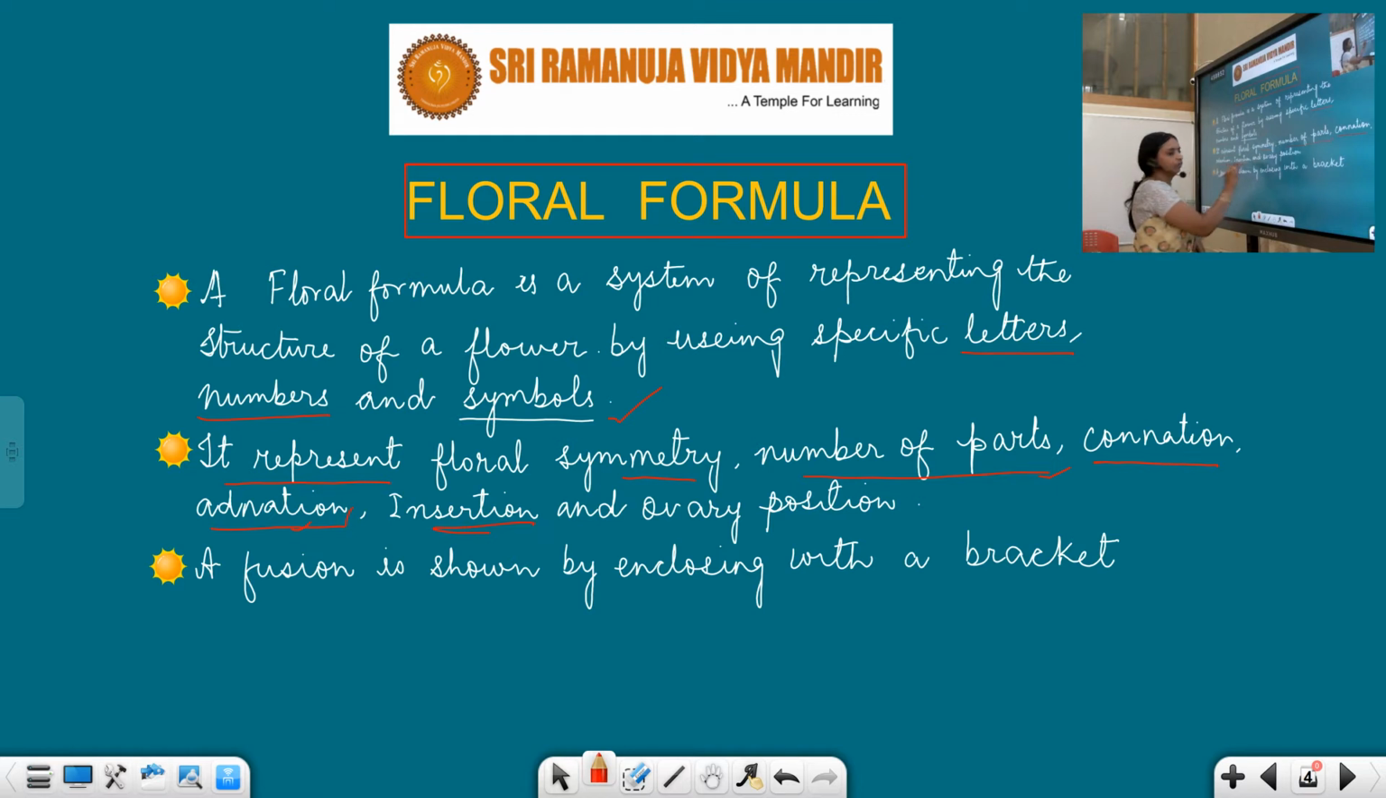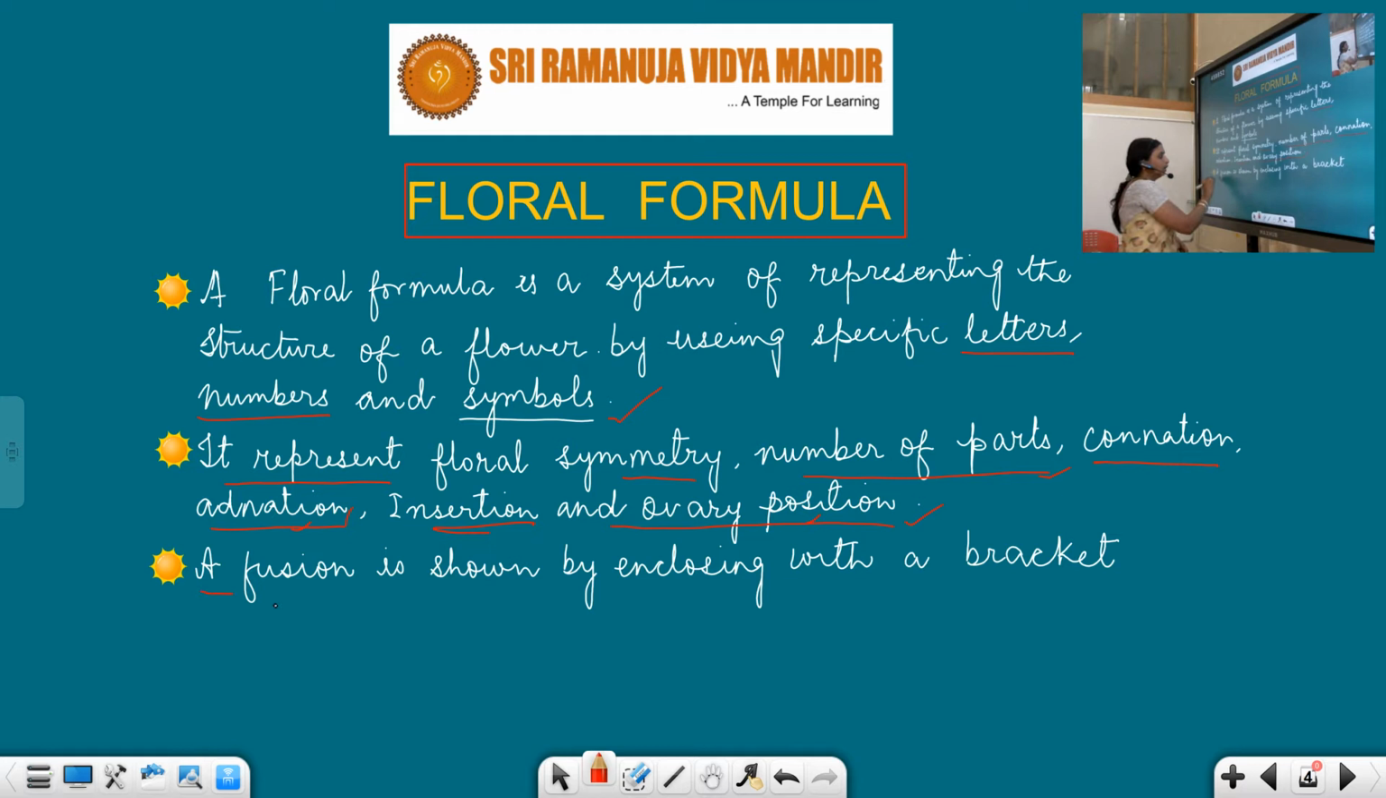And insertion, how it is inserted, whether it is inside or outside. And the position of the ovary we can also show in this floral formula, whether it is an inferior type of ovary, a superior type of ovary, or half superior. We can also show that in this floral formula.